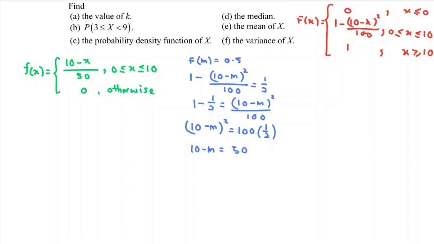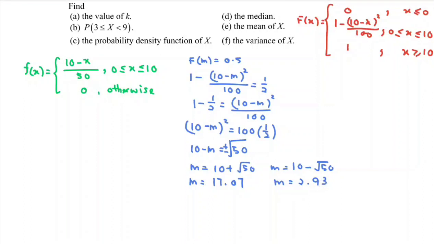Square root both sides, and we will have plus or minus the square root of 50. So m will be equal to 10 plus the square root of 50, or m equals 10 minus the square root of 50. We write the situation: m will be equal to 17.07, or m will be equal to 2.93. Based on the capital F, or the CDF, referring to the interval, m must be located between 0 and 10. So this will be the answer.